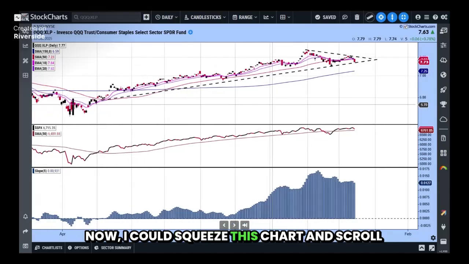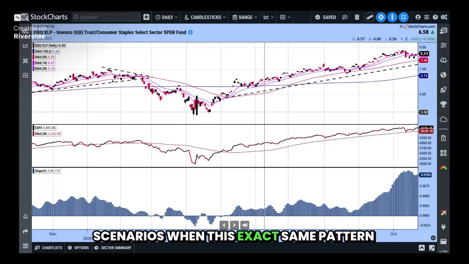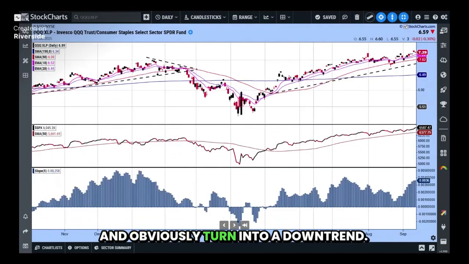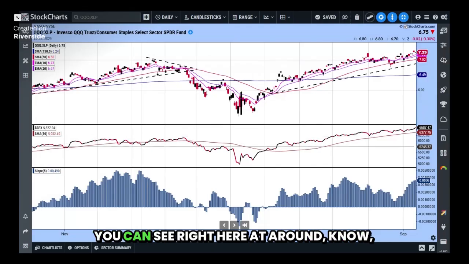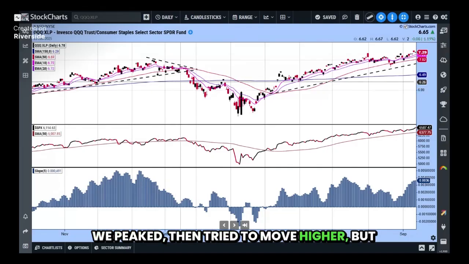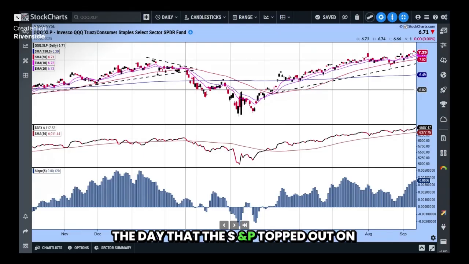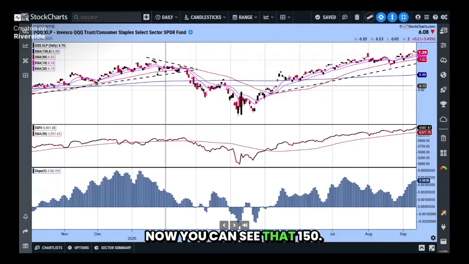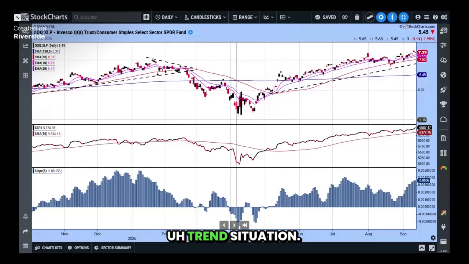Now, I could squeeze this chart and scroll all the way back and look at some other scenarios when this exact same pattern developed and obviously turned into a downtrend. You can see it right here. And I have the S&P in the middle panel. You can see right here at around January 23rd of this year, we peaked, then tried to move higher, but it started to break down almost exactly on the day that the S&P topped out on February 20th, and it started to move lower. Now, you can see that 150. Once we breach that, it really is a lower trend situation.